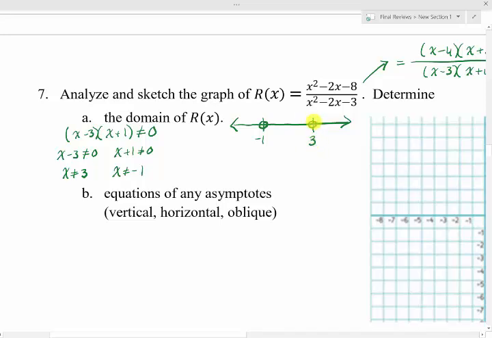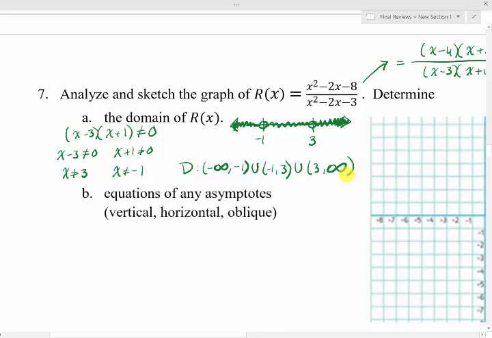And if we remember, when we're finding the domain of a function, we start with all real numbers, so every number, and then we just take bits and pieces of it out. So that means that the rest of this line will be my domain. So our domain will be intervals for each piece of the number line that I have shaded in. So my domain will be negative infinity to negative 1, and we're going to use a parenthesis because we're not allowed to have negative 1, union negative 1 to 3, and then union 3 to infinity.